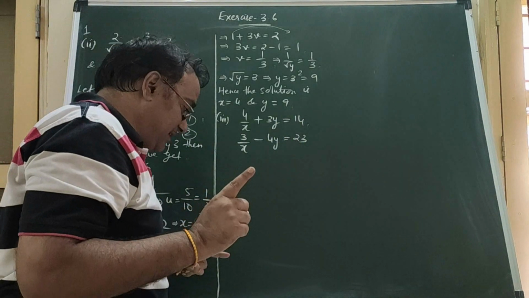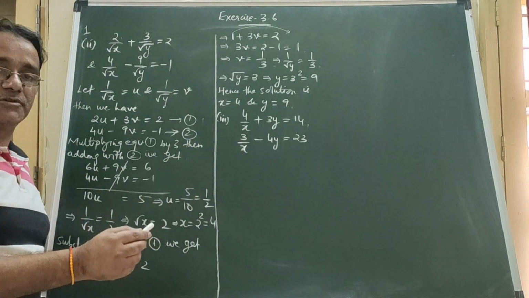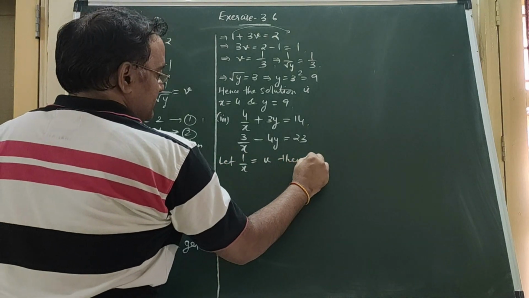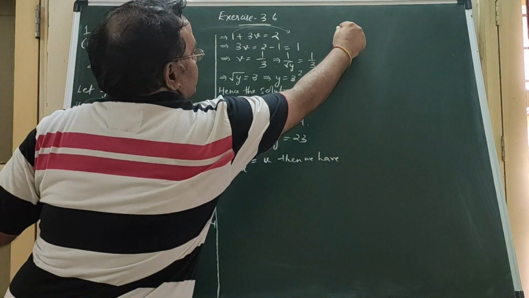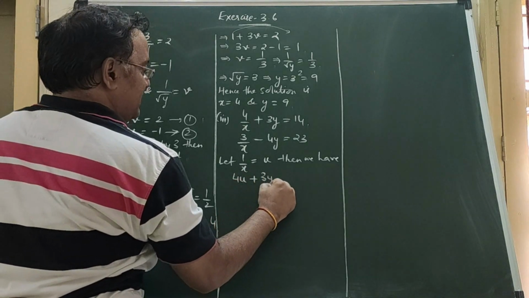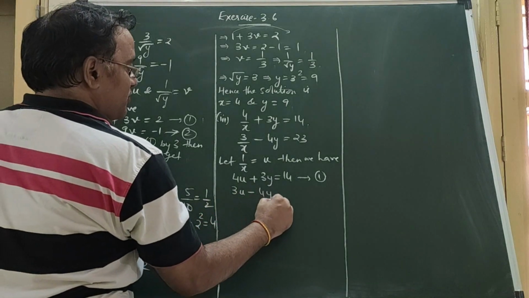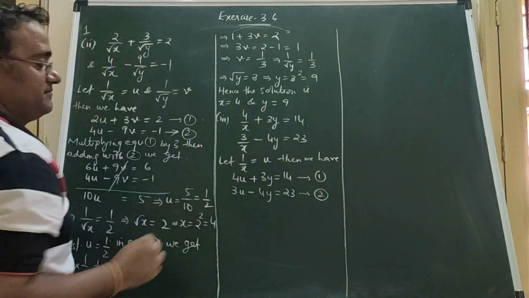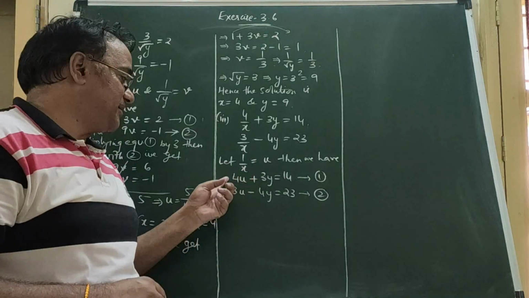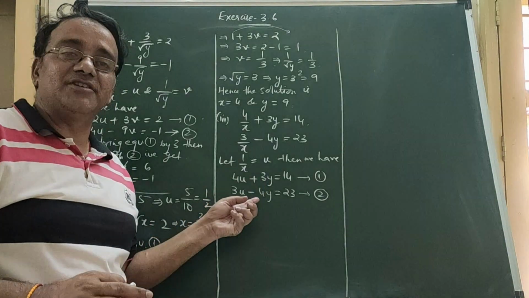Right. Now see, here we will substitute only 1 upon x. So let 1 by x is equal to u. Then we have 4u plus 3y is equal to 14. This is our first equation. And 3u minus 4y is equal to 23. This is the second equation. Now see, we can make the coefficient of u also the same by multiplying it with 3 and with 4. Here also the work is the same, multiply by 4 and here by 3.